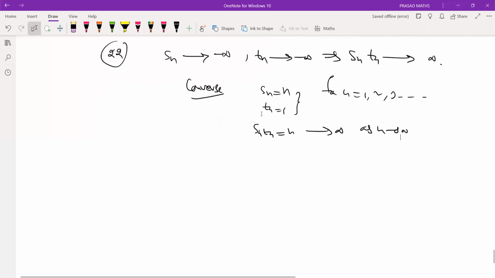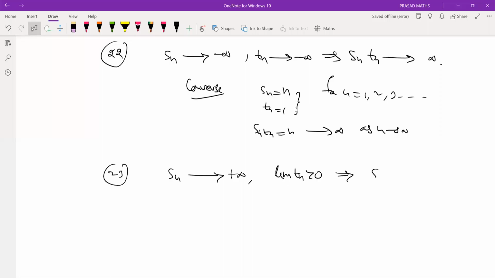Next, suppose Sn is positive and the limit of Tn exists and is positive. If Sn diverges to plus infinity and the limit of Tn exists and is positive, that will imply that Sn into Tn diverges to plus infinity. But the converse may not be true.